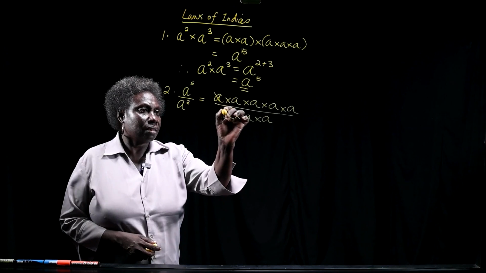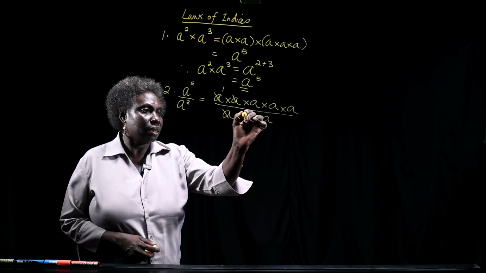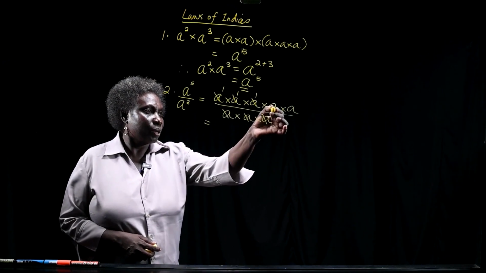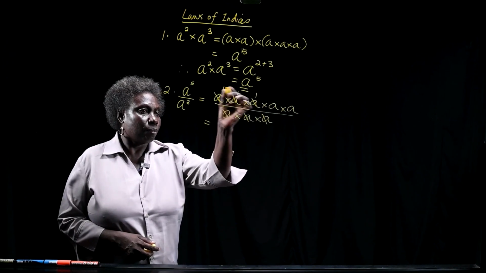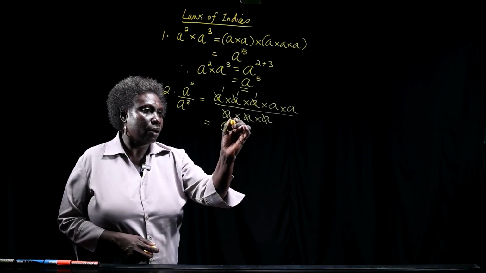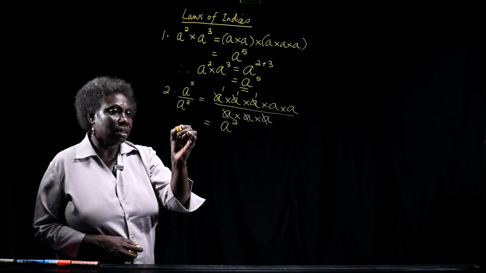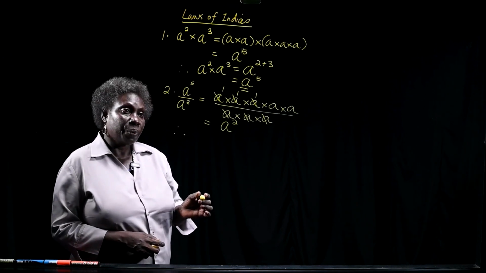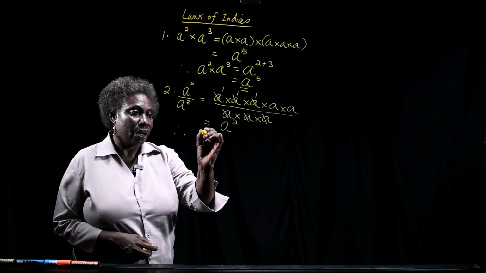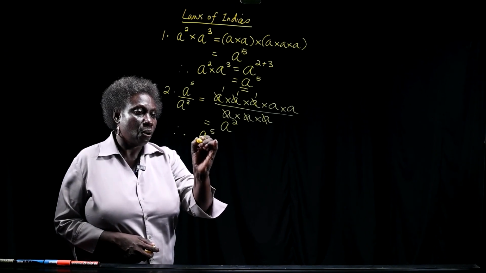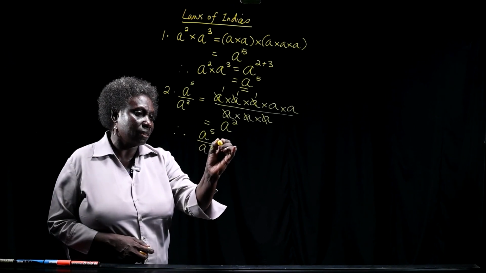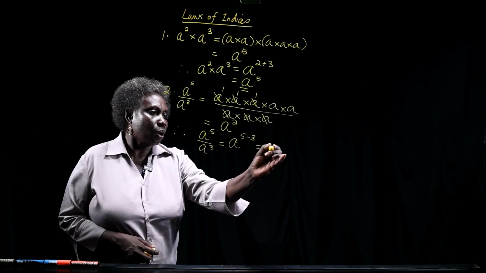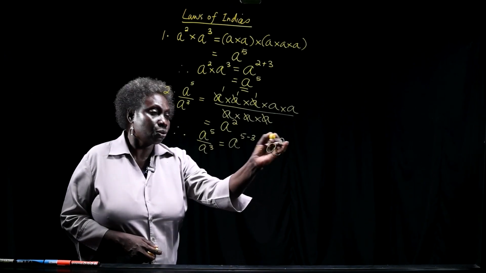Okay, this cancels out. A divided by a is 1, a divided by a is 1, a divided by a is 1. So now we are left with a times a times 1, which is a to the power of 2. So, we can see that when we are dividing indices with the same base, we subtract the powers. So, a to the power of 5 over a to the power of 3 is simply a to the power of 5 minus 3, which is equal to a to the power of 2.